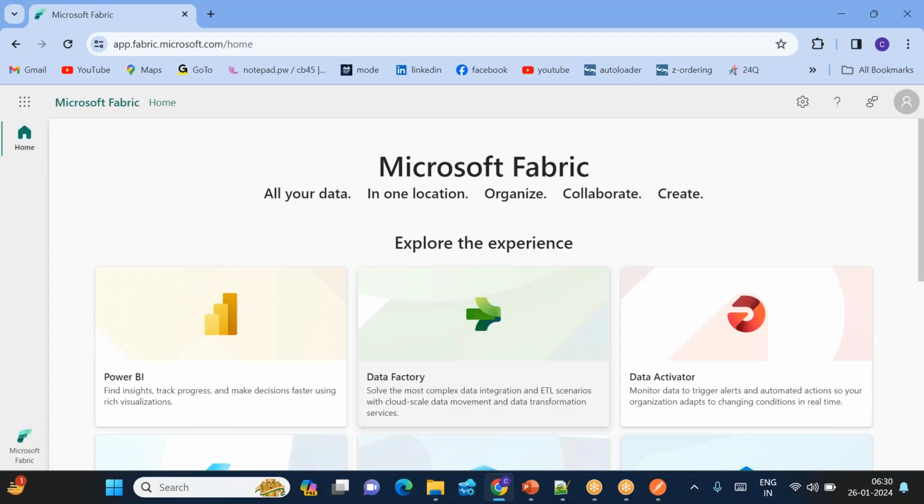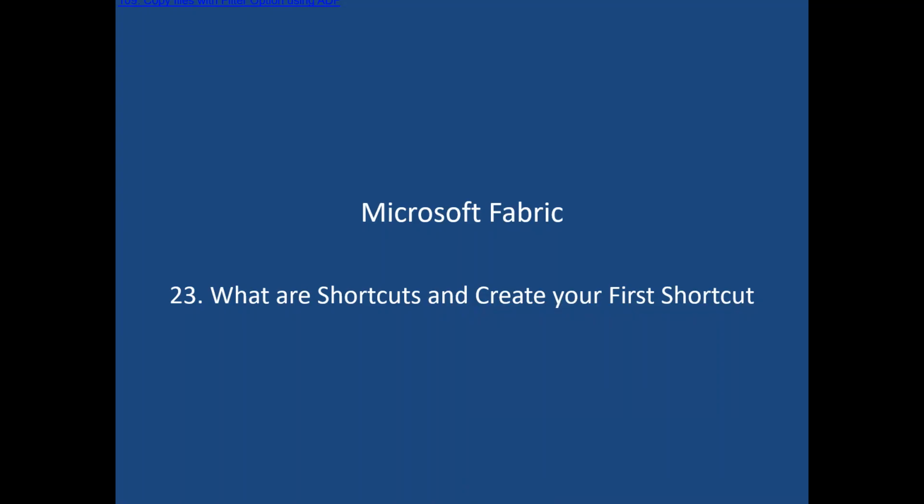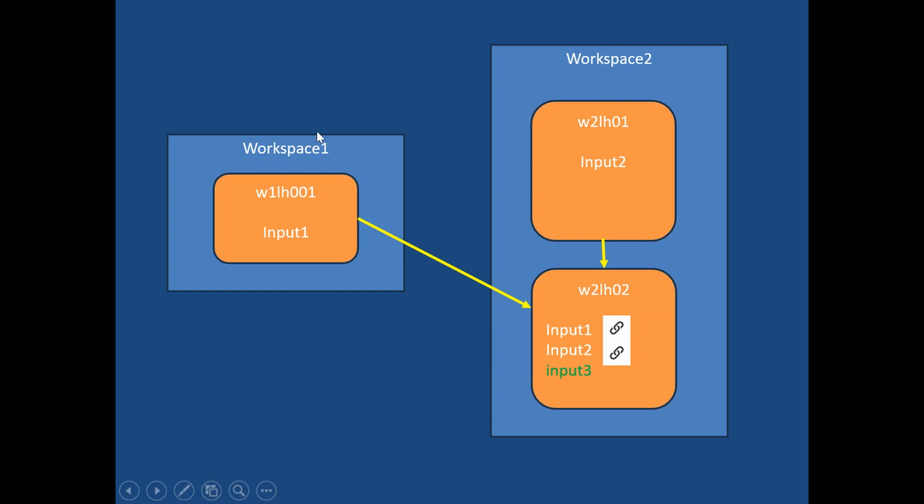So let's understand what I wanted to do in the Fabric shortcuts. First, I'll create one workspace. Within the workspace, I'll create one lakehouse. Within that lakehouse, I'll create an input 1 folder and upload some data. This input 1, I'll be linking in workspace 2 in lakehouse 02.